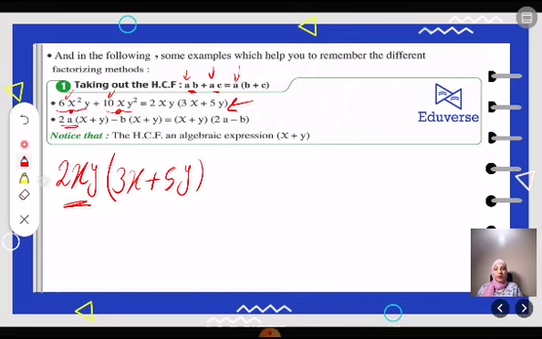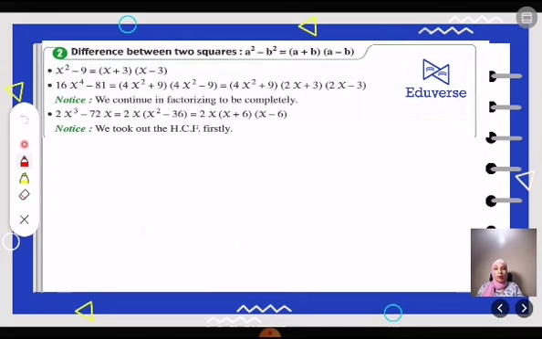Then another expression like this one, the highest common factor will be a bracket. As you can see, x plus y here is repeated. This is the highest common factor between the two expressions. The remainder here is only 2a minus b. Then this is how to take a common factor.